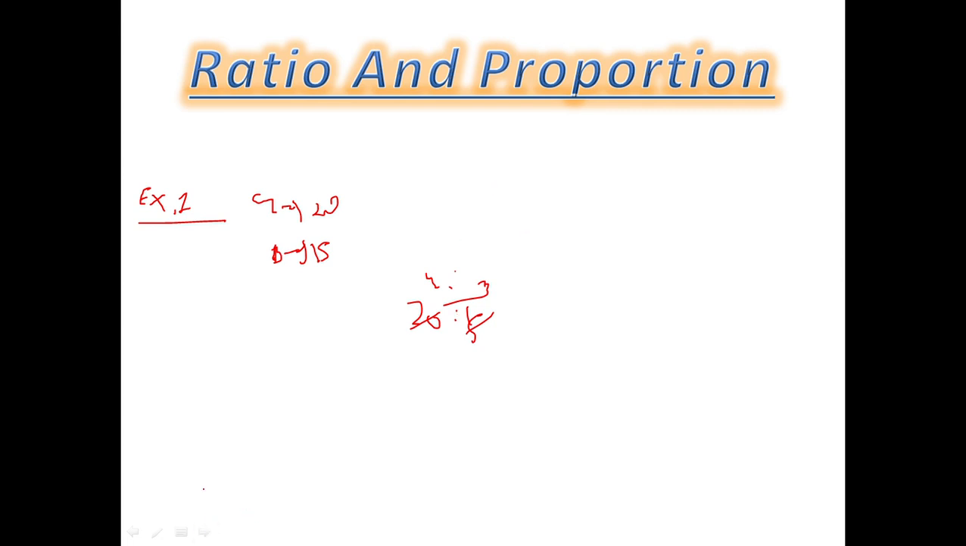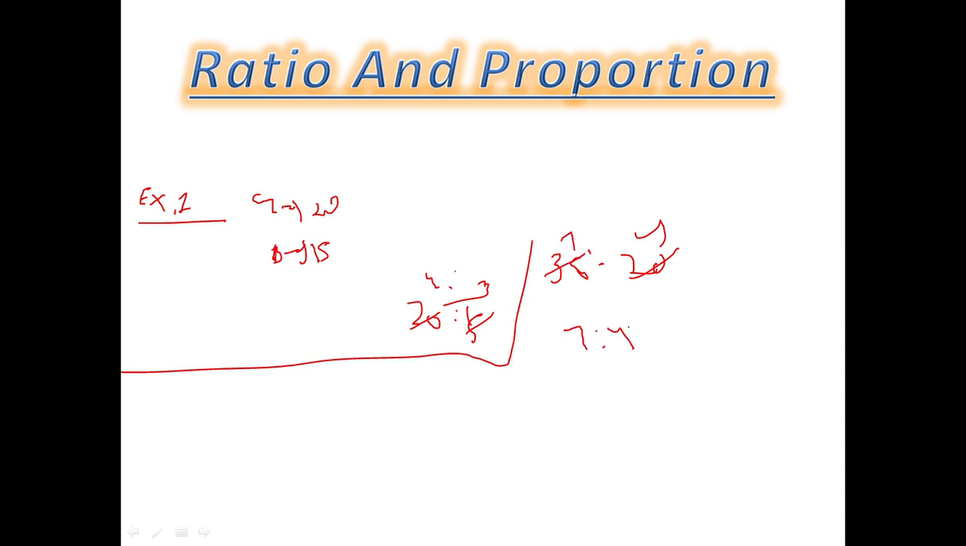And the second is saying, what is the ratio between girls to the total? How many total students are there in class? 20 plus 15 equals 35. Ratio of girls, how many girls are there? 20. It will be 4 ratio 7. Answer is 4 ratio 7. This way you can find.